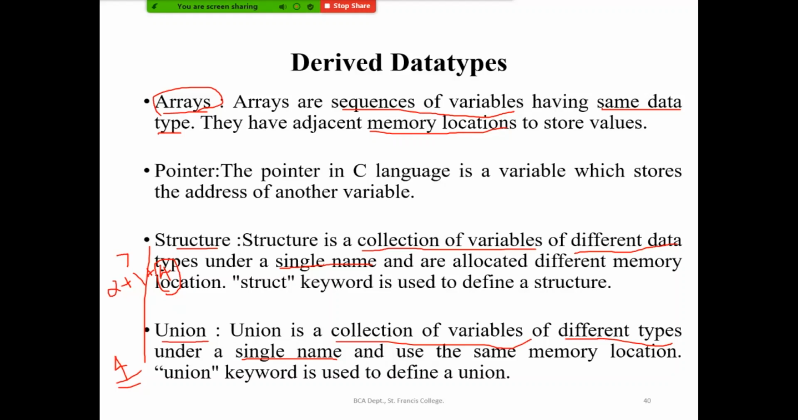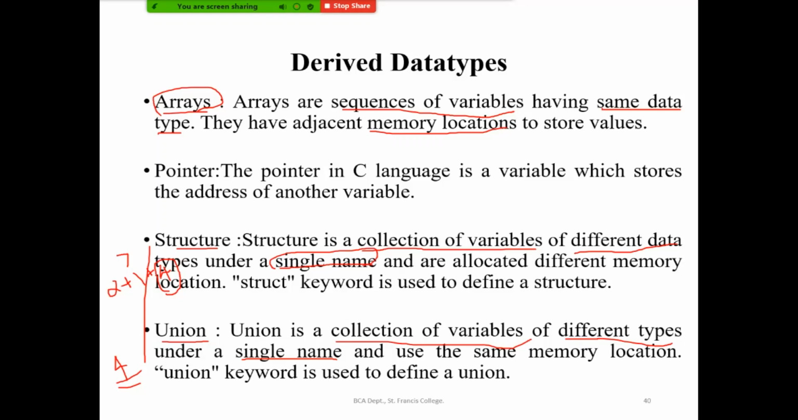But for the time being, you can understand that an array will be able to store a collection of variables of the same data type, and they will be allocated adjacent memory locations to store the values. And a structure and a union are a collection of variables of different data types, and they are all referred to by a single name.